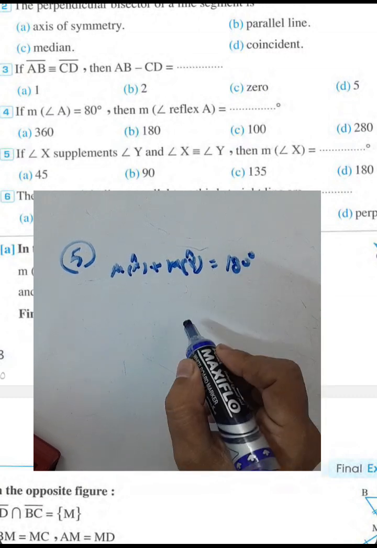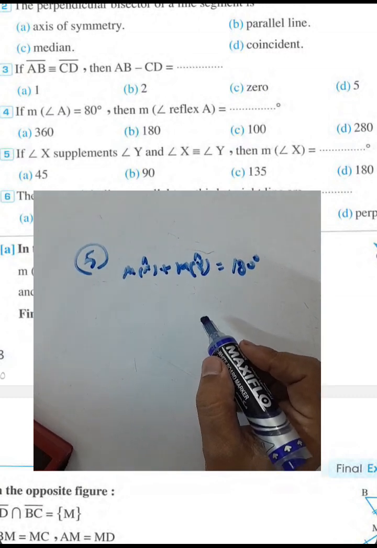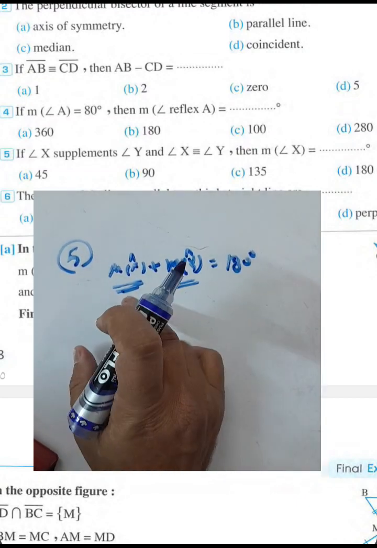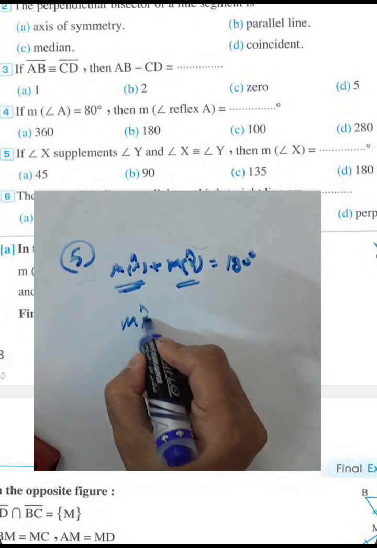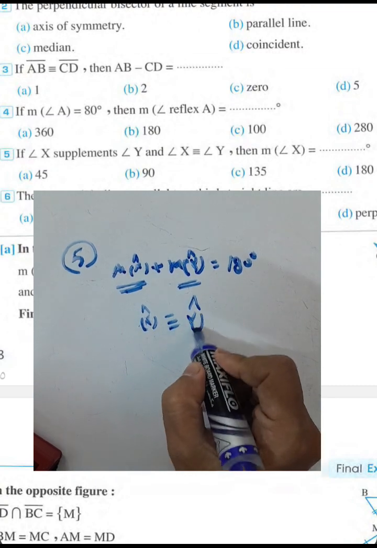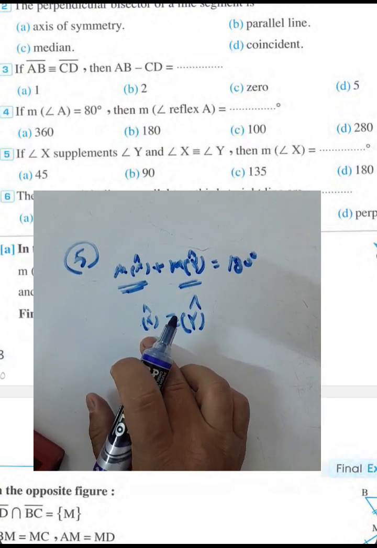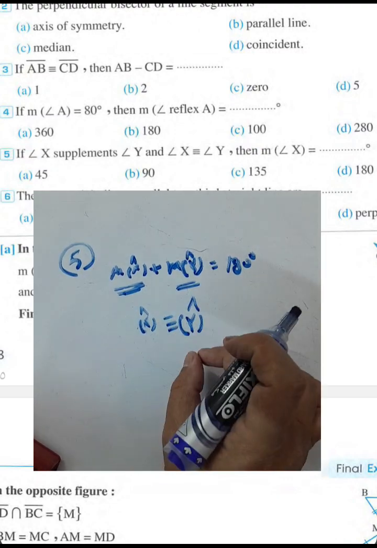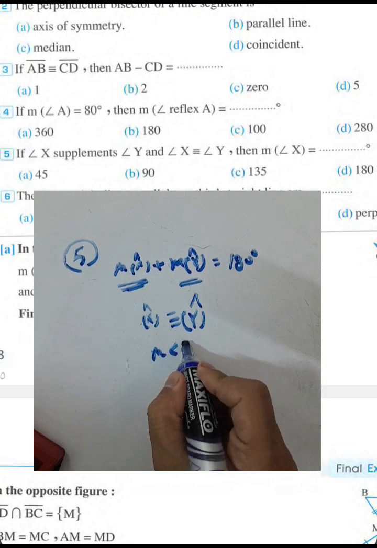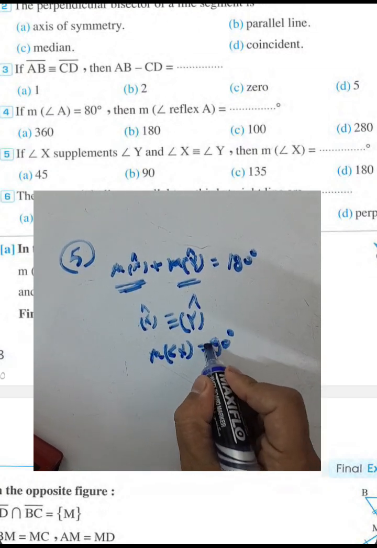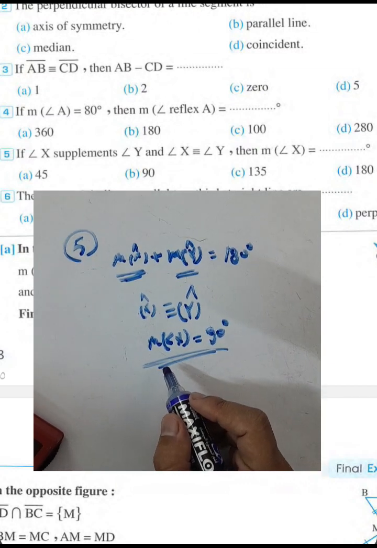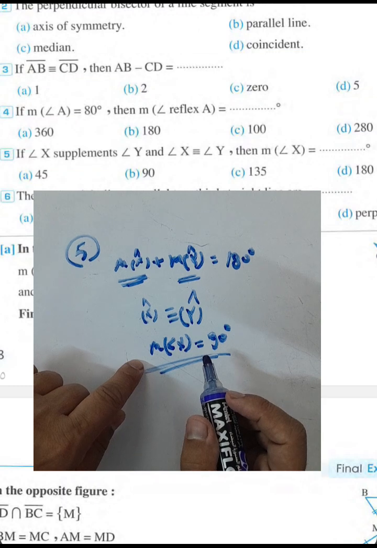180. Okay, we call these supplementary angles, where the sum of them equals 180, and the measure of angle x is congruent to the measure of angle y. It means the measure of angle x equals the measure of angle y, and each one of them equals 90 degrees. Then the measure of angle x equals 90 degrees, because 90 plus 90 equals 180 degrees. Okay, then you must choose letter B for question number 5.